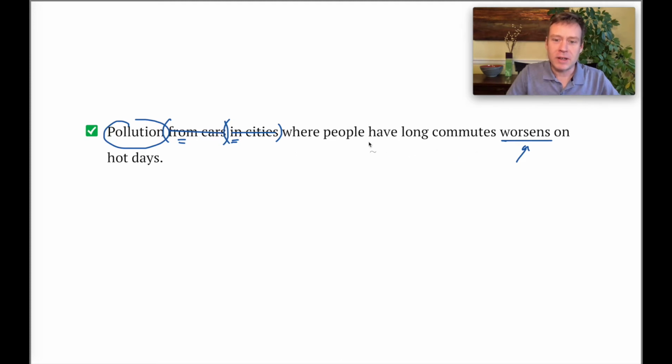Where people have long commutes, this is actually a big modifying phrase. It's a relative clause, so we can get rid of that. And if you're wondering whether maybe the subject is somewhere after the verb, well, it's not, because on is a preposition, and so on hot days would be a prepositional phrase. So really, there's only one noun left in the whole sentence. That's got to be the subject, and this has to be the verb. So that's how you are able to find the right subject.